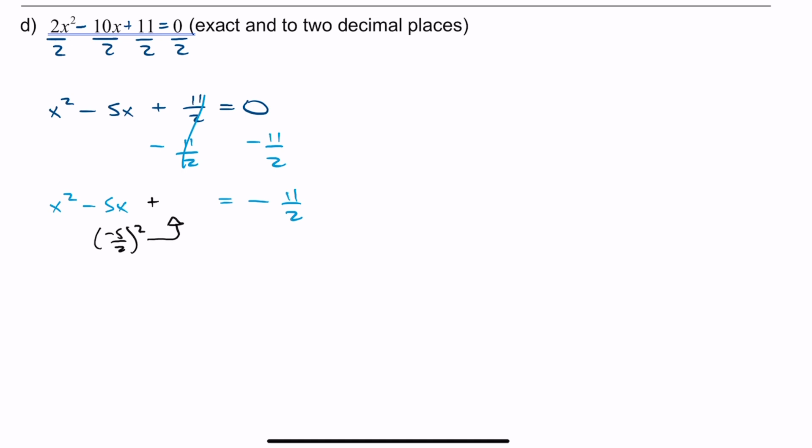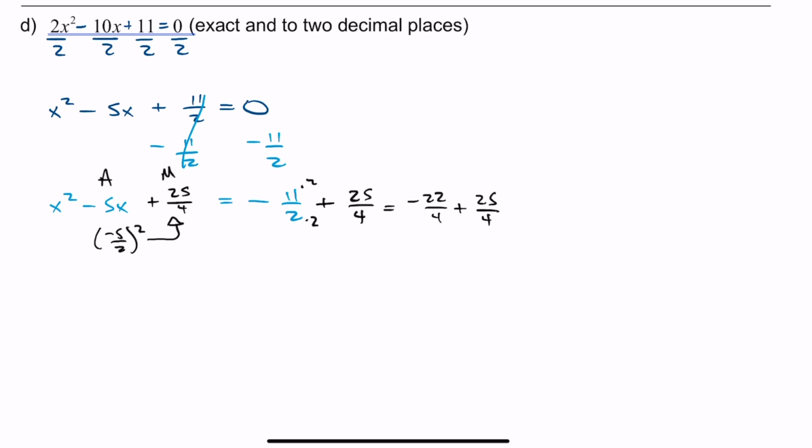So when I go negative 5 over 2 squared, I'm just squaring both. So it's just adding 25 over 4 to both sides. Now I need a common denominator on the left, so I got to change the 11 over 2 to be over 4. So I'm going to times top and bottom by 2, so I get negative 22 over 4 plus 25 over 4, and then just add the numerators. So it's negative 22 plus 25.